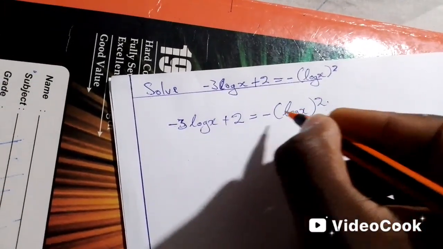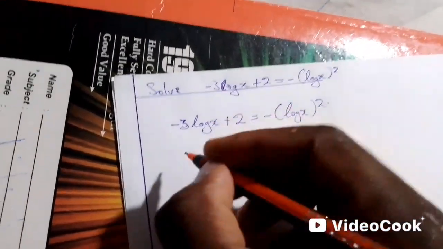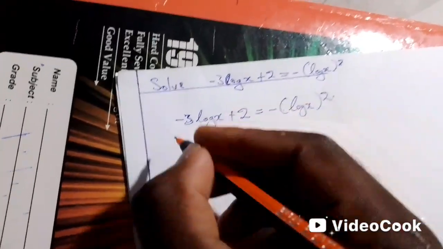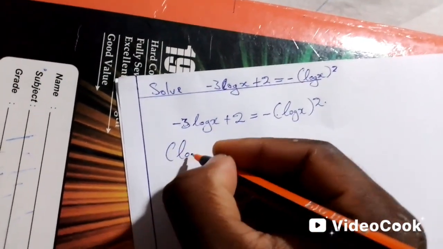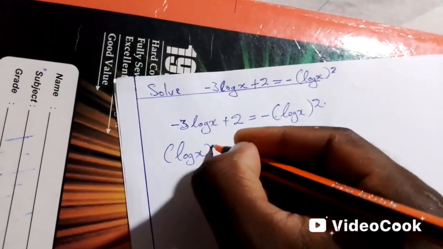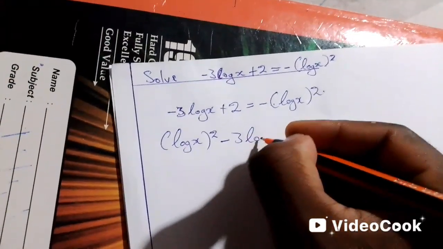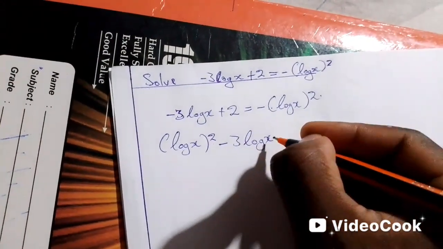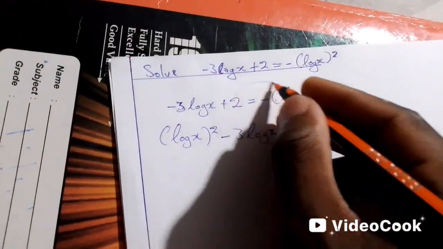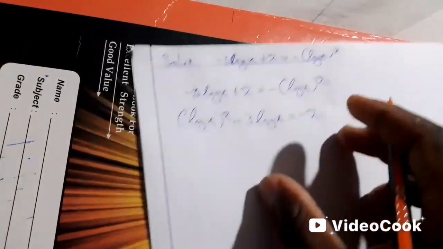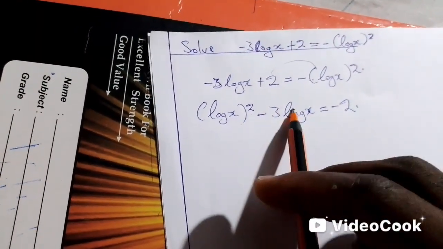So let me bring this log to this side. If I bring it this side, it will be positive, so it will be just (log x) to the power 2. This one will be negative 3 log x, and that is still equal to, if I bring this one this side, negative 2. Looking at these two logs already, there's no principle that I can apply there.